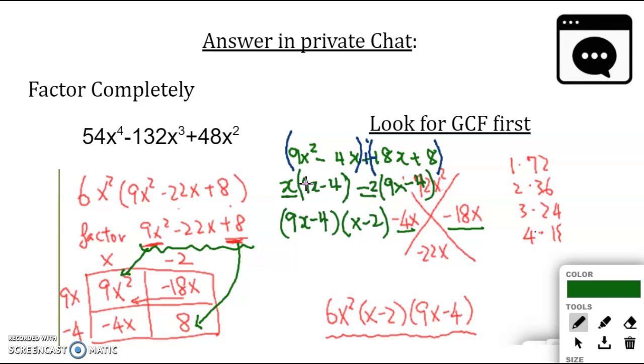But remember, I have taken out 6x squared, so I need to put that back. And that's my final factored form. Okay? And I'll continue with the rest of the lesson in the next lesson recording.